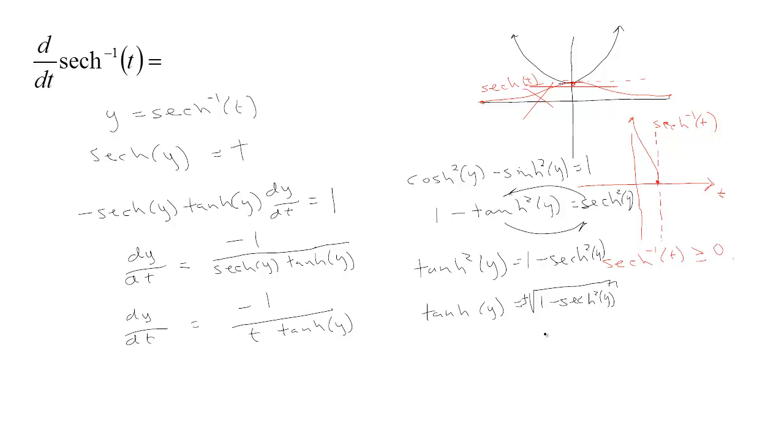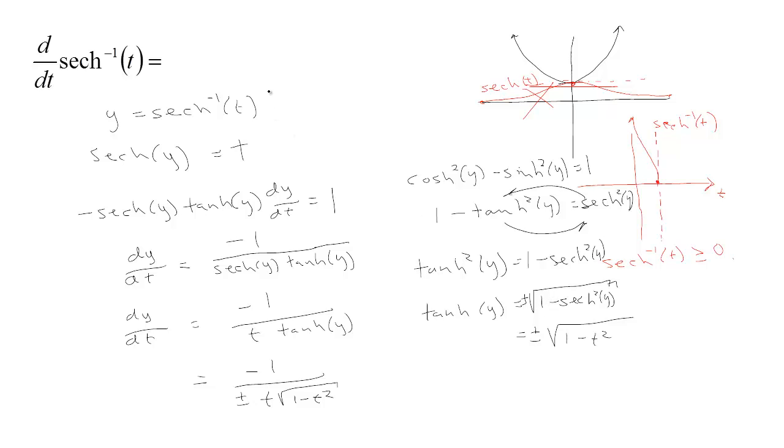Okay, but we know that secant y is t, so this is the square root of 1 minus t squared. So we have for the derivative then negative 1 over plus or minus from this tangent, t times the square root of 1 minus t squared. We just need to sort out this plus or minus business.